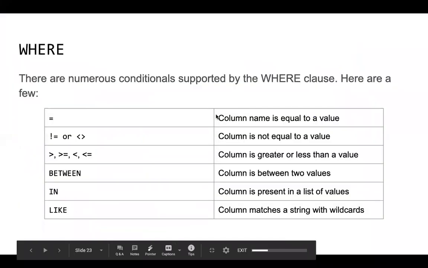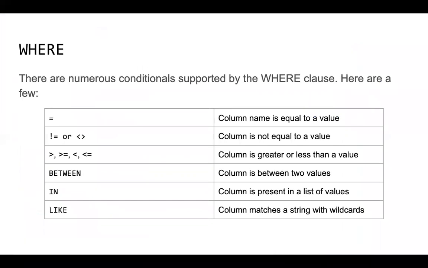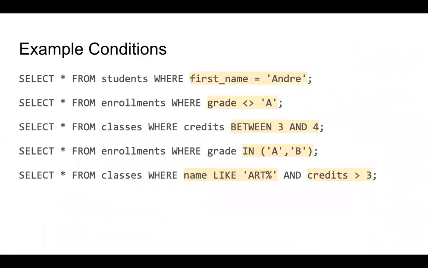There we go. There's also in, so column is present in a list of values, kind of like in Python, you could say if item is in list, and like, column matches a string with wildcards. So we have some examples here.